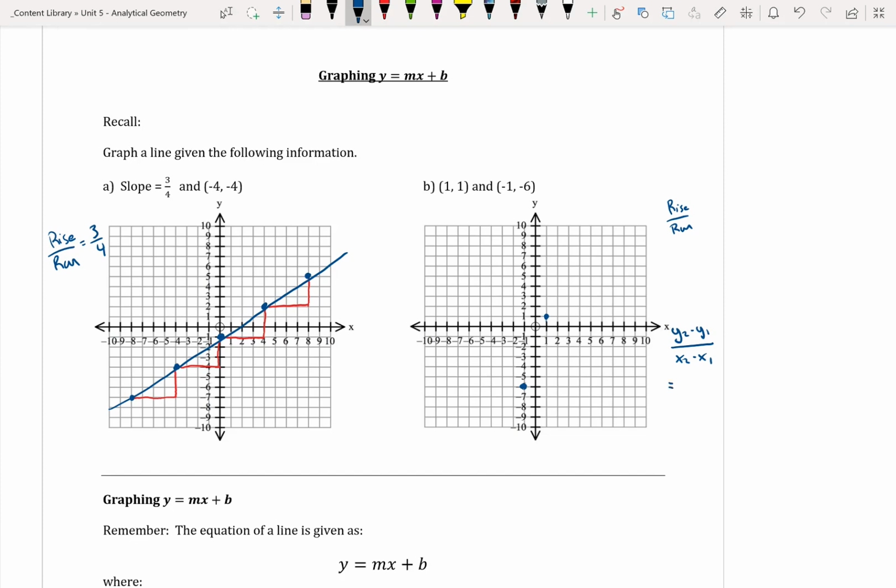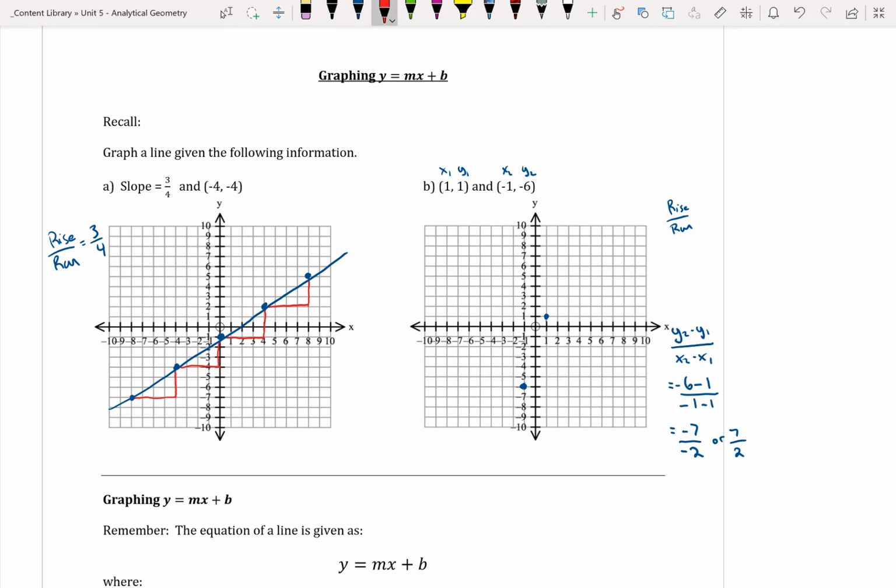So if we go back up to our points, we have x2, y2, x1, y1. So y2 is -6 minus 1. Then we have x2, -1 minus 1. So we're left with -7 over -2. So that means our rise over run, or our slope, is -7 over -2, or 7 over 2.